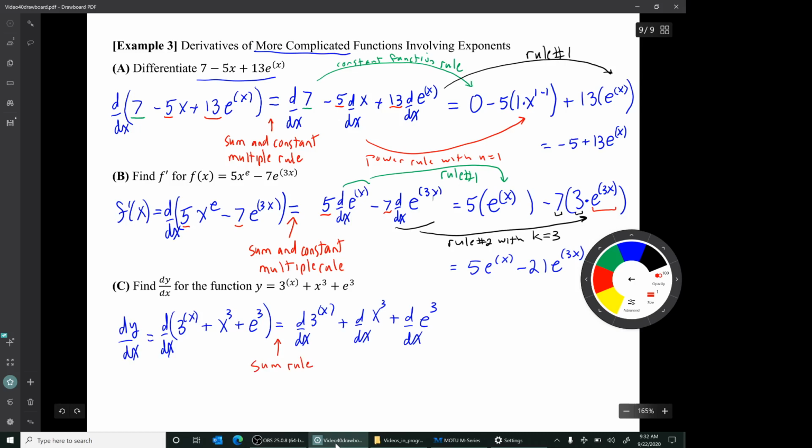Question C. Our first step is to just use the sum rule. This breaks up into 3 derivatives. There are no multiplicative constants. Notice that this is an exponential function with base b equals 3, so we'll use rule number 3 for that. This is not an exponential function. It's a power function with n equals 3, so we'll use the power rule for that term. This is a constant, so we'll use the constant function rule for that.